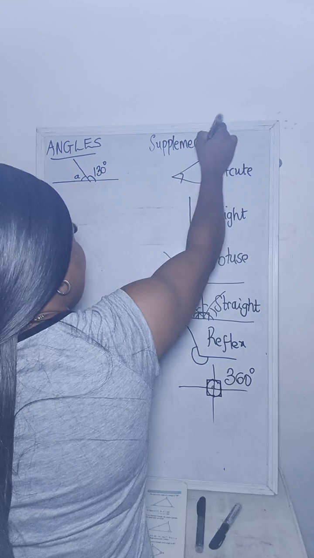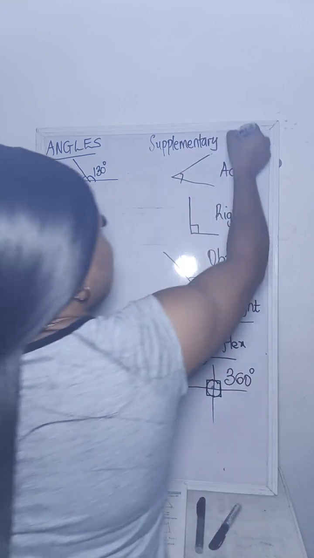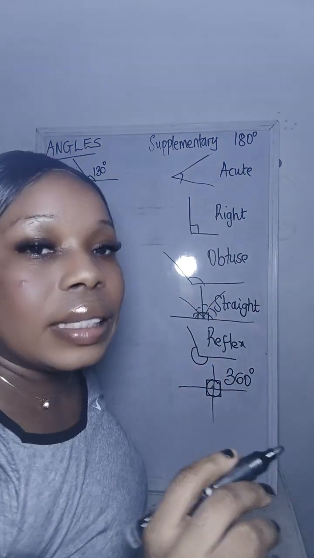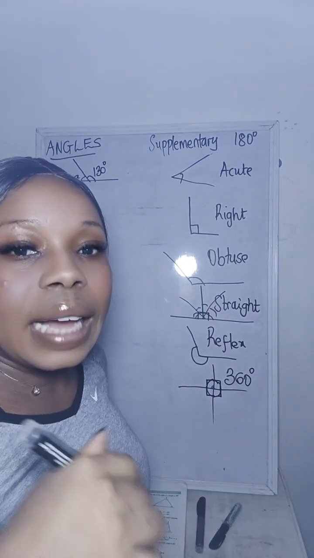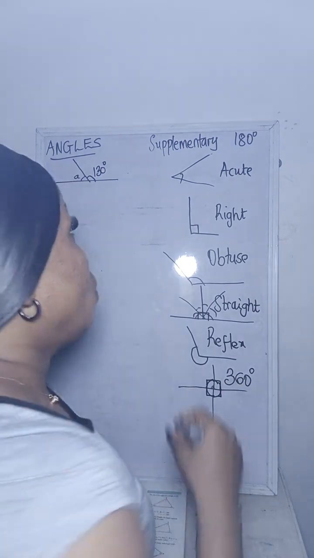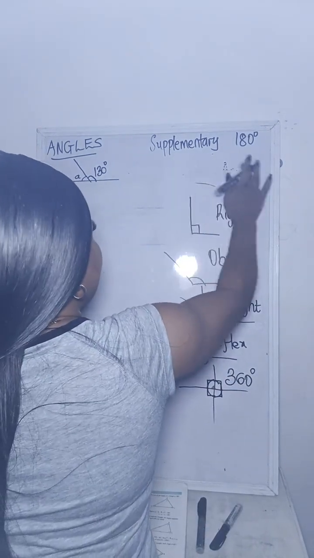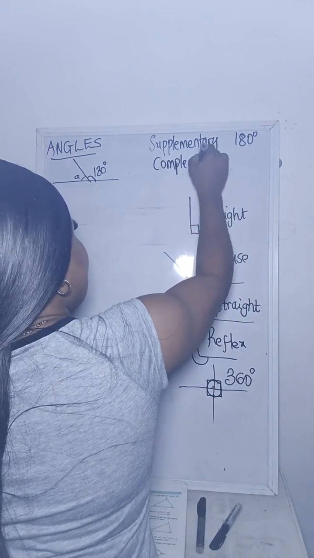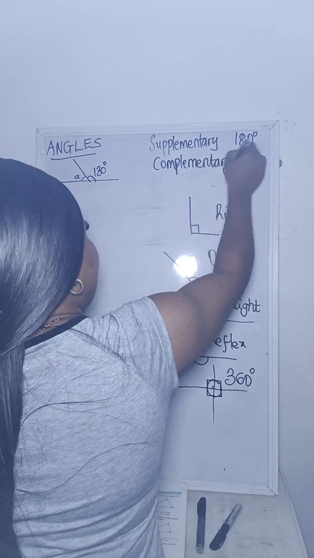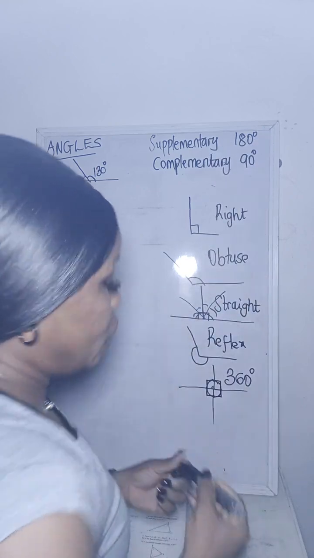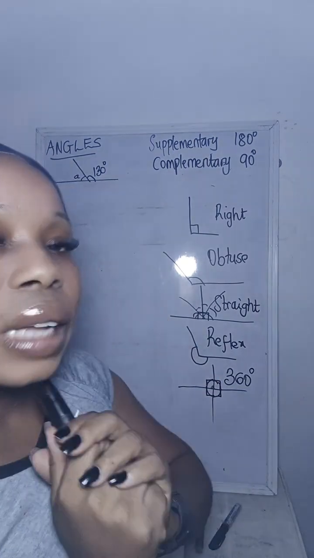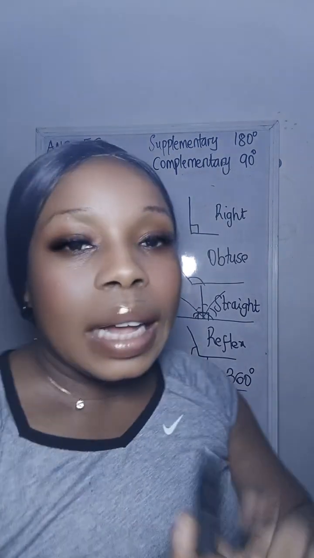So supplementary angles are angles that add up to 180 degrees. They are always on a straight line and they add up to 180 degrees, while complementary angles add up to 90 degrees. So we have the supplementary angles and we have the complementary angles. The supplementary angles add up to 180 degrees and then the complementary angles add up to 90 degrees.